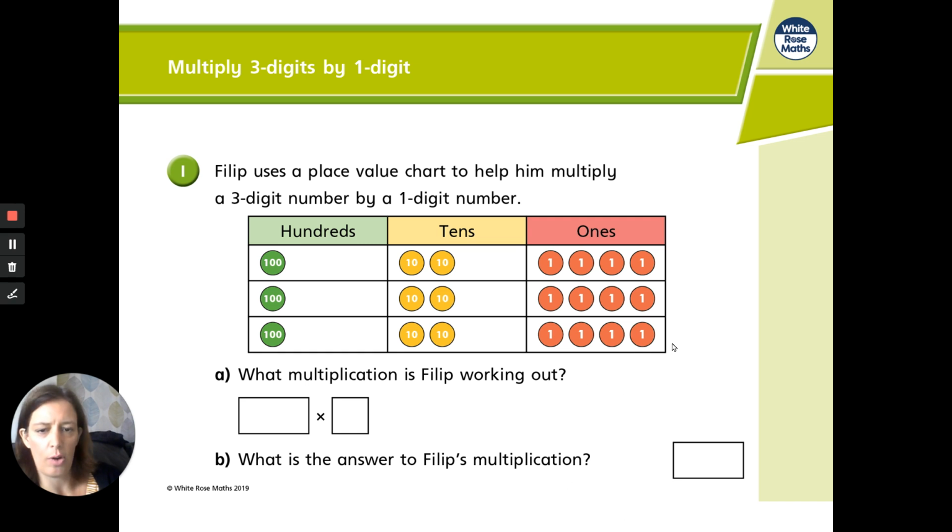Okay, let's have a look. So he made the number 124 and he did it 3 times. 124 times 3 was the multiplication he was working out. The answer to his multiplication, let's see, is 372. Well done if you got that.